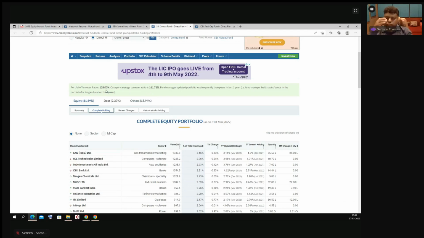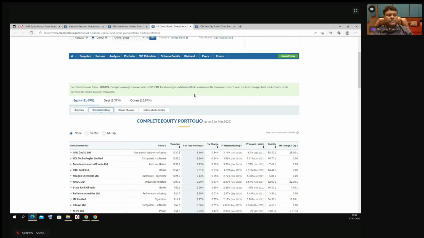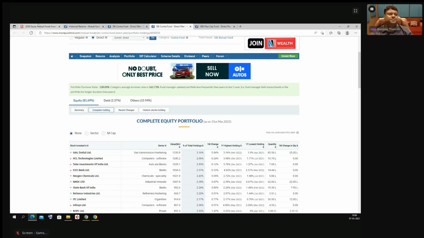Why? Because the more the portfolio turns over, the more expenses. It also shows that if a fund manager has a lot of conviction in his investments, then the portfolio turnover is likely to be less. So you cannot make a decision just based on this criterion, but this is one of the things that you can look at.